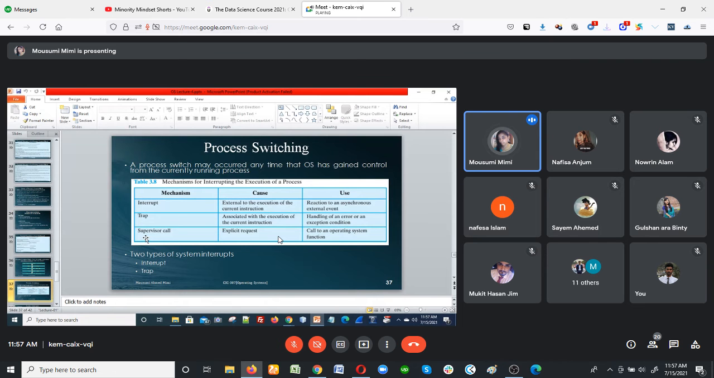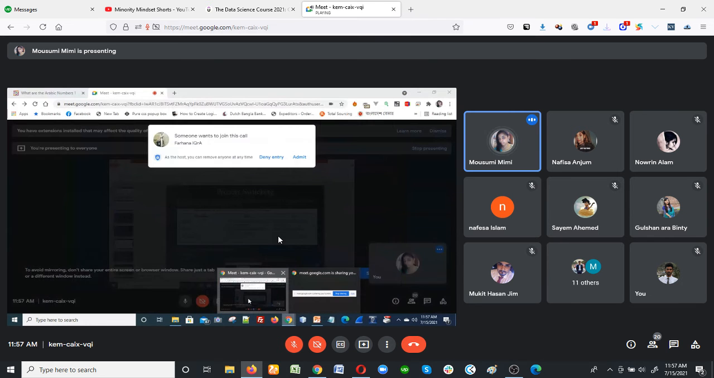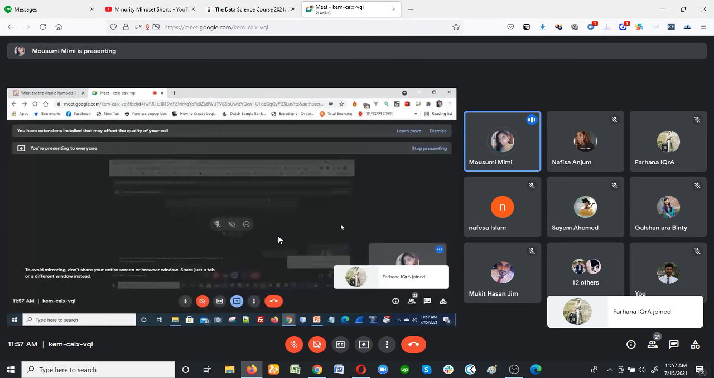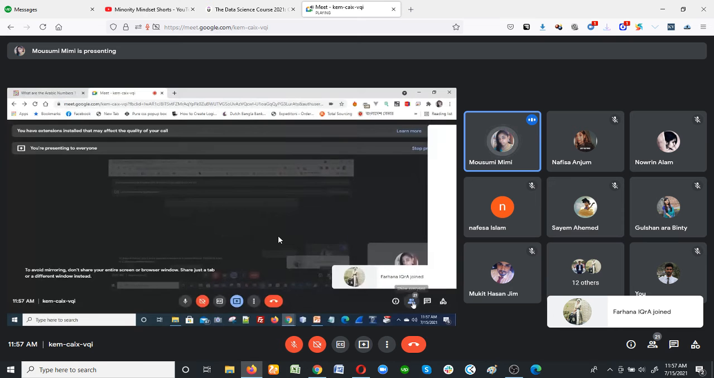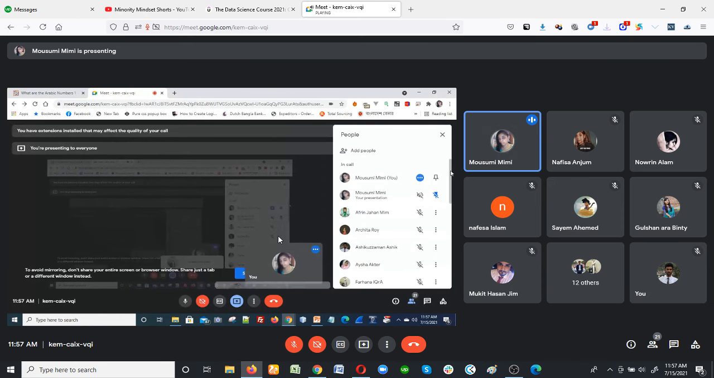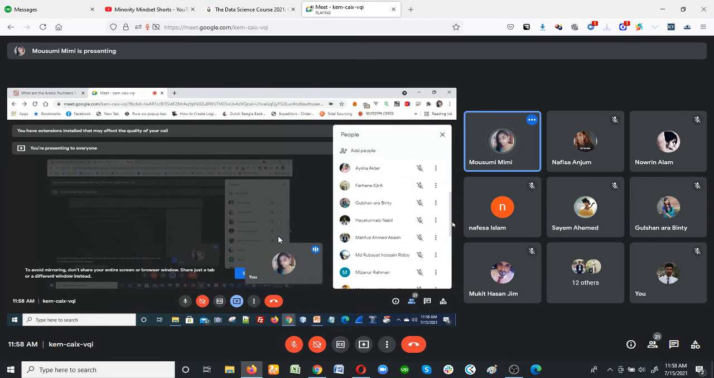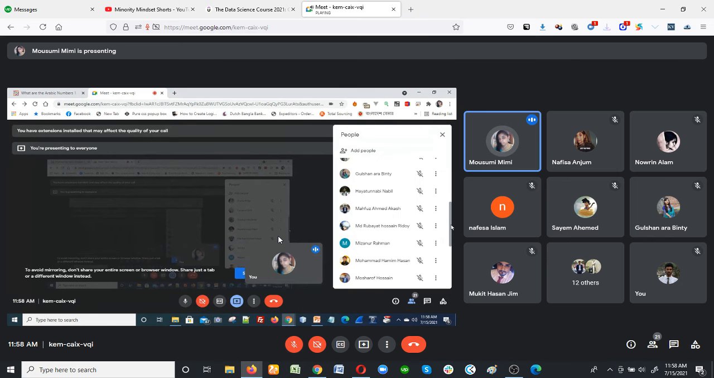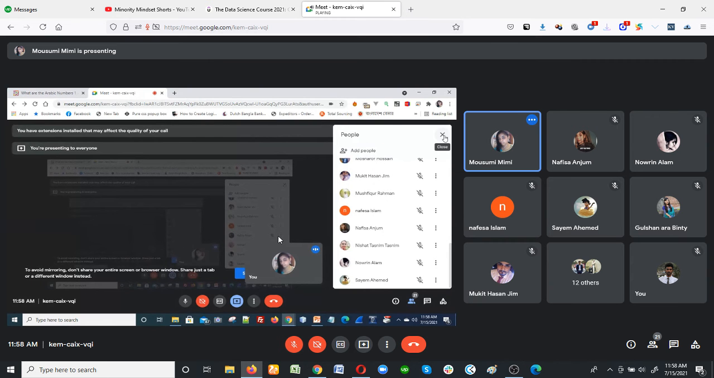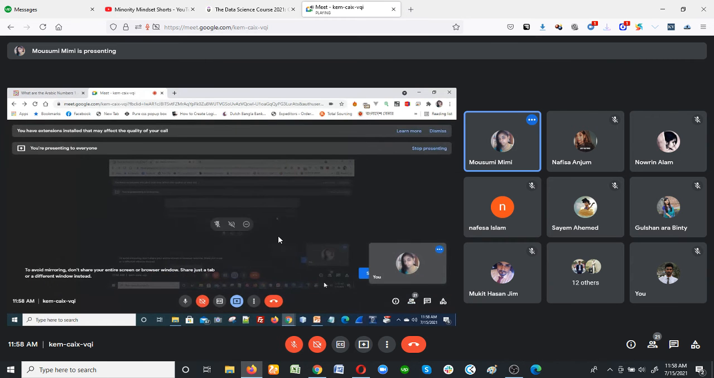whenever your process is already executing, at that point of time another process of higher priority wants to be executed. So at that point of time, the current process stops its execution and goes for the execution of the other process. That is called interrupt. Now trap.